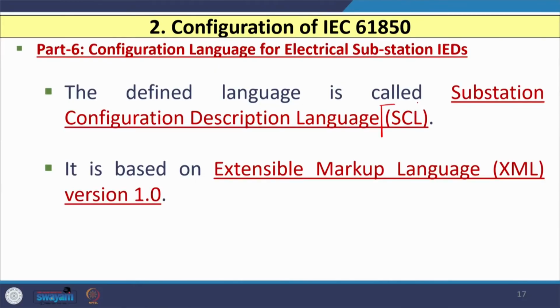In part 6, the defined language is known as the substation configuration description language, and it is denoted by the term SCL. This is the language used by all the IEDs and supported by IEC 61850, and this language is based on a markup language; maybe new versions will become available in the communication network or in this language.